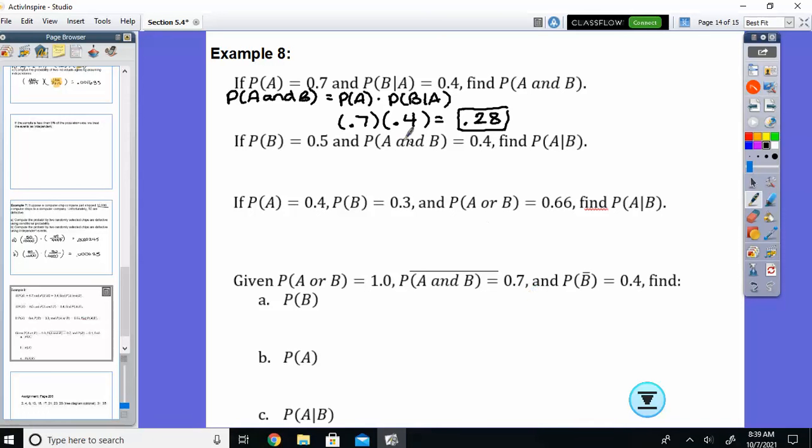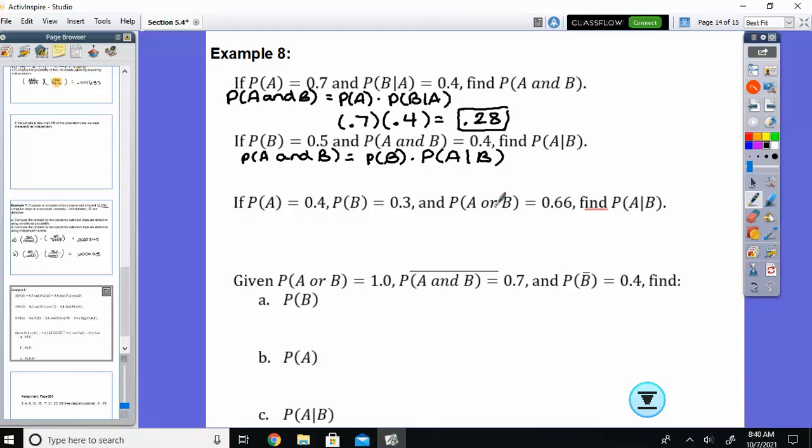Part B. This time, I kind of changed things up. Now, the A and B formula I just used had B given A. If I want A given B, what would I have to write for my formula? The probability of B times the probability of A given B. Because I told you that A and B can be flipped.